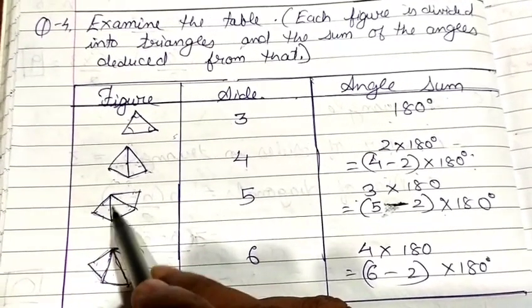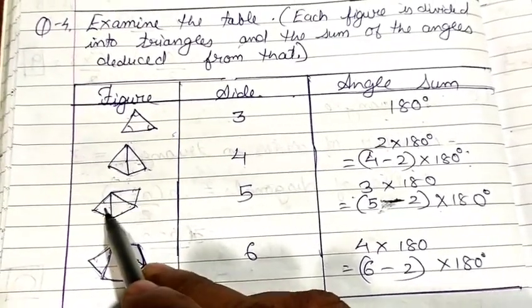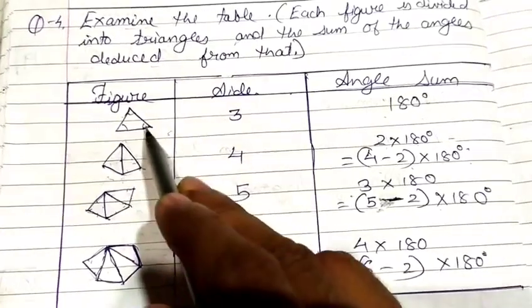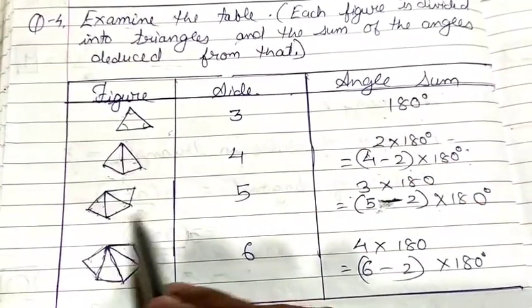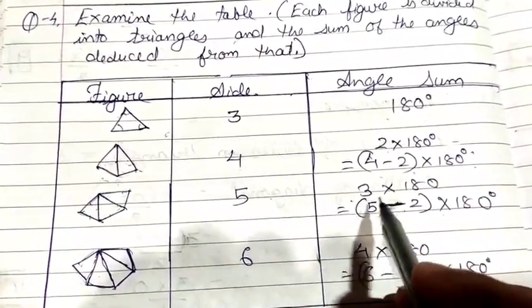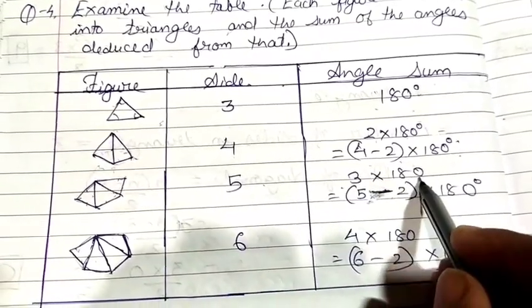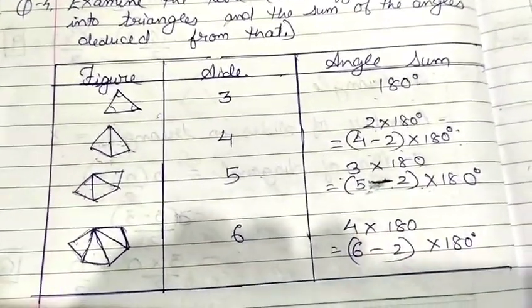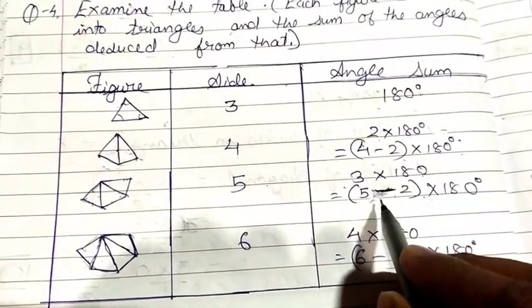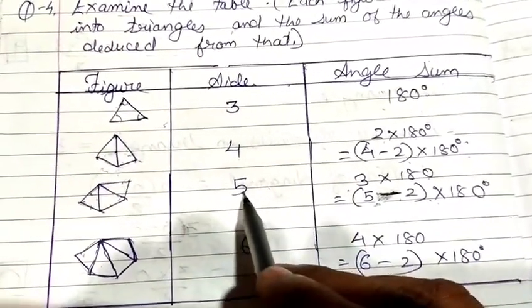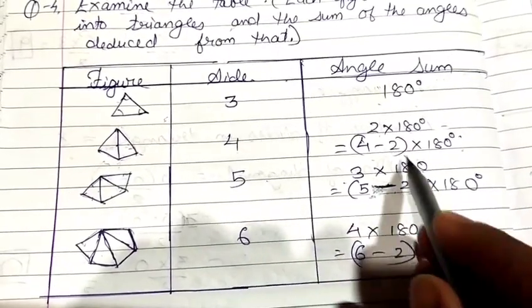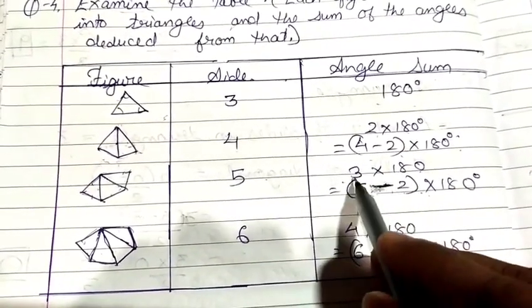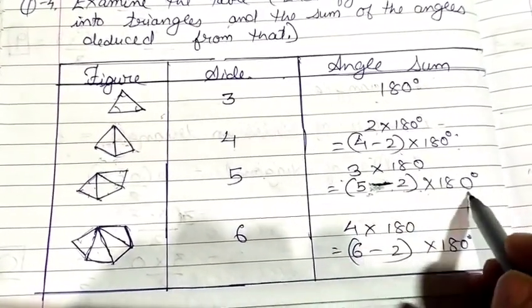Now a 5-sided figure, 1, 2, 3, 4, 5. And when we draw 2 lines, it is divided into 3 triangles. If one triangle is 180, then 3 triangles make 3 times 180. See, the formula is over here, 3 times 180, that is 5 minus 2. That means this formula is generated. How? From the number of sides, you have to subtract 2. And whatever value you get, you have to multiply it with 180.